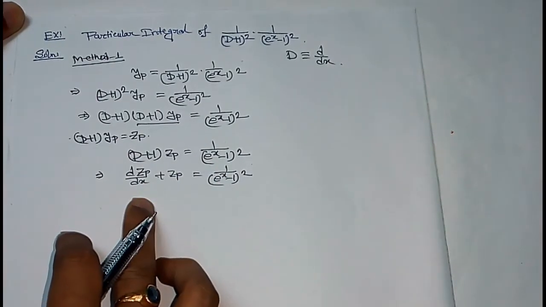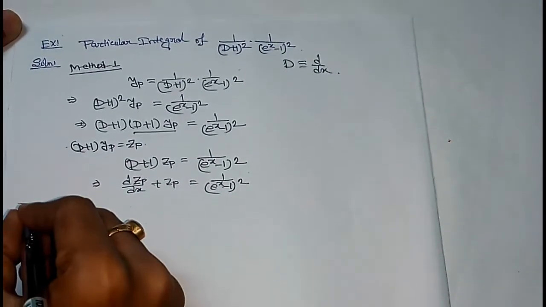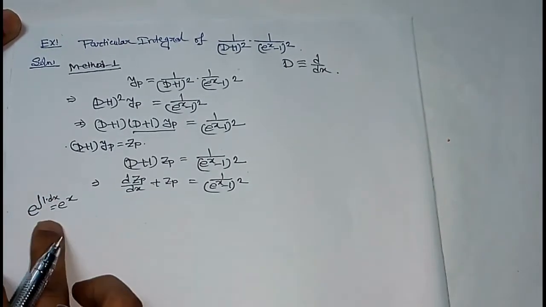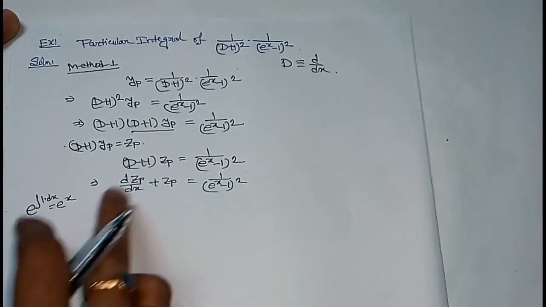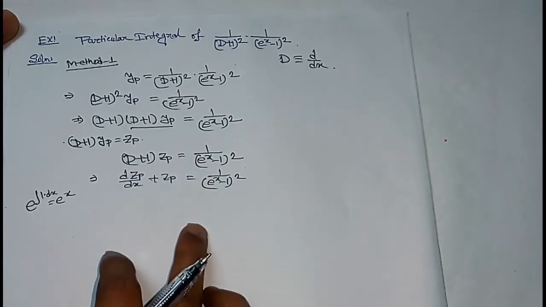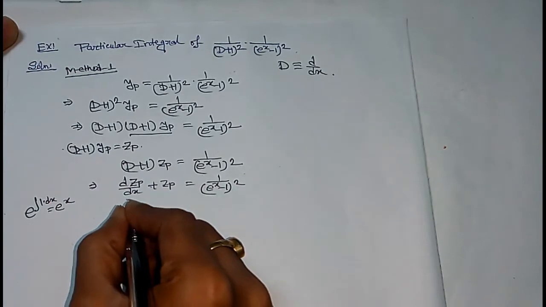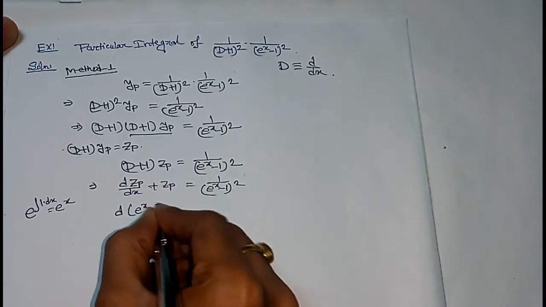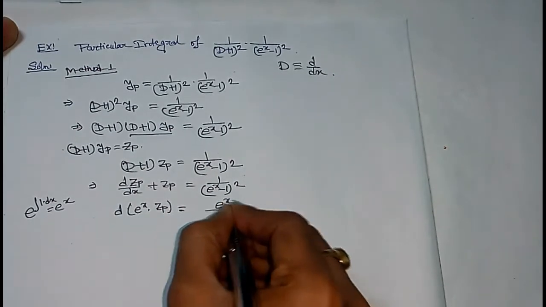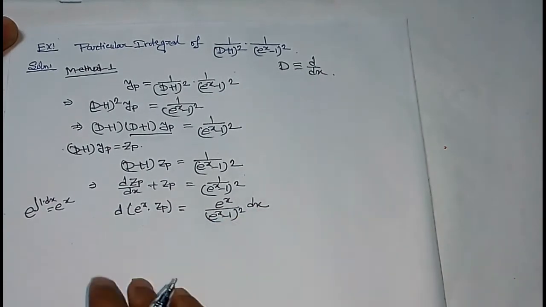Now this is a first order linear equation, so we can find the integrating factor. Here the integrating factor will be e to the power integration of 1 dx, that is equal to e to the power x. So e to the power x is an integrating factor of this equation. Now if we multiply the equation by the integrating factor, then the equation can be written as d of (e to the power x into zp) is equal to e to the power x by (e to the power x minus 1) square dx.